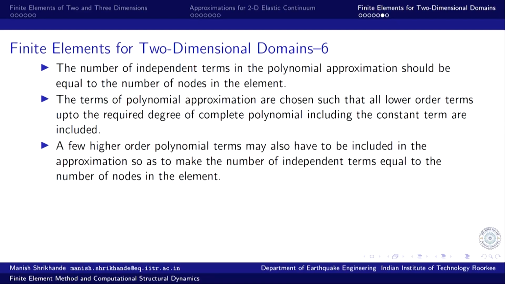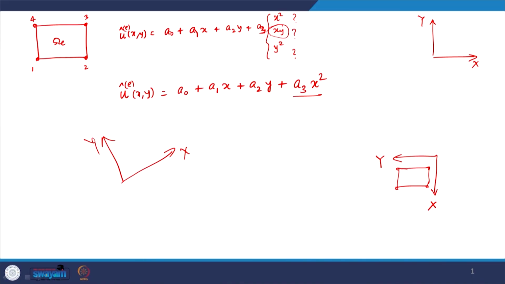So, this spurious term, that is a few higher order polynomial terms, will also have to be included in the approximation, so as to make the number of independent terms equal to the number of nodes in the element. So, just as we needed a fourth node, and therefore, the symmetric term is x y. So, the fourth term should not be a 3 x square or a 3 y square, it should be a 3 x y, right. This is now symmetric in x and y.